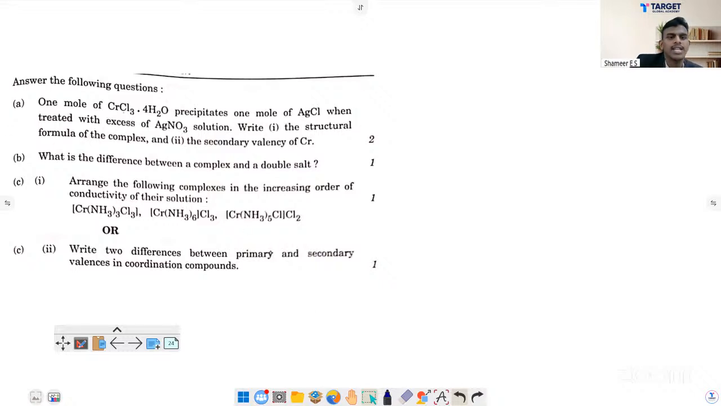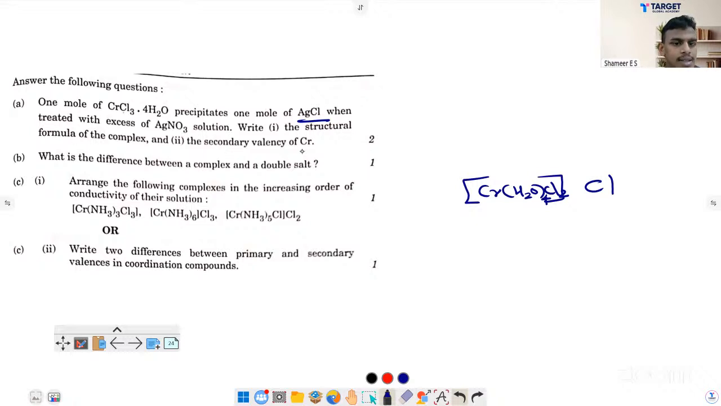You can draw it in the coordination sphere. 1 chlorine should be outside. CrCl3·4H2O, right? So Cr, H2O 4 and Cl2 inside, with Cl outside. And what is the structural formula we did? Then the secondary valency of chromium: the secondary valency is the coordination number. Secondary valency is 6. Coordination number is 6.